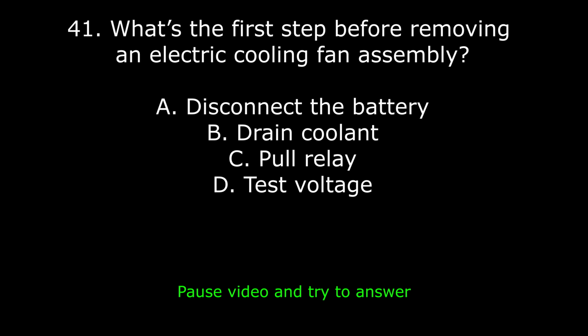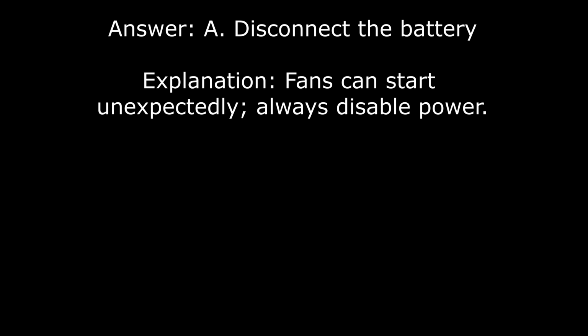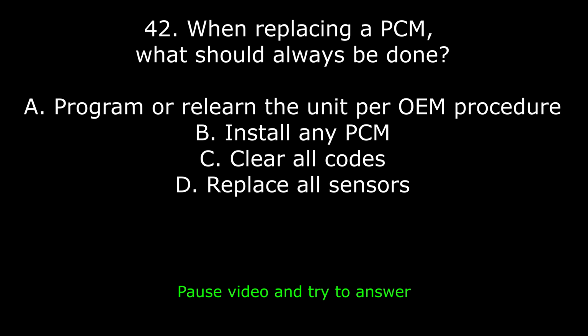41. What's the first step before removing an electric cooling fan assembly? A. Disconnect the battery. B. Drain coolant. C. Pull relay. D. Test voltage. Answer: A. Disconnect the battery. Explanation: fans can start unexpectedly. Always disable power.